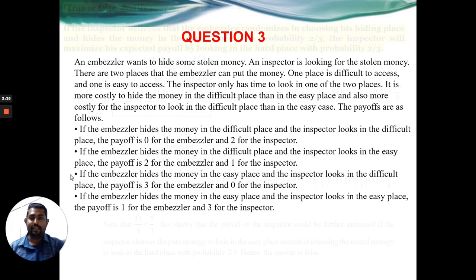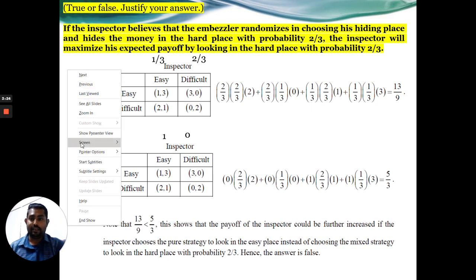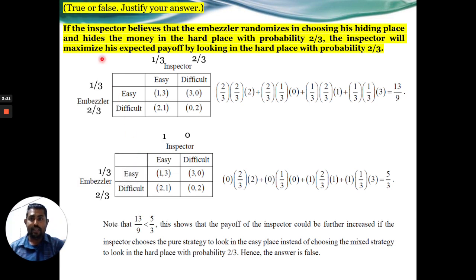Okay, first question. We need to determine whether the fact is true or not. They are saying that if the inspector believes that the embezzler randomizes the choice of hiding places and hides the money in the hard place with probability 2/3 for the embezzler, the inspector will maximize its expected payoff by looking in the hard place with probability 2/3. So we want to justify whether these words are true or false.